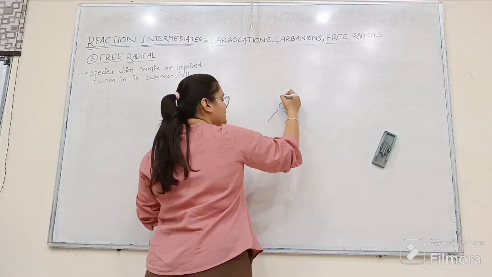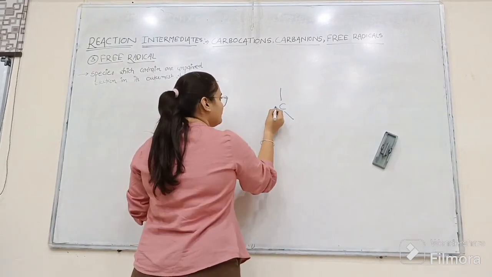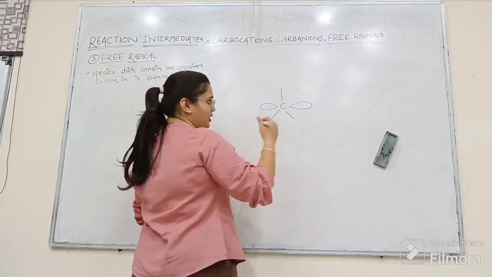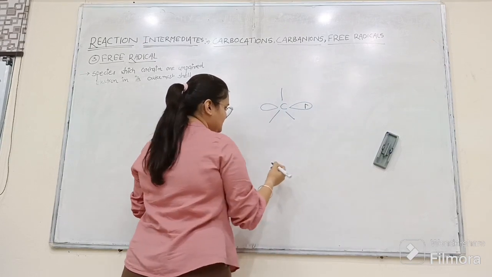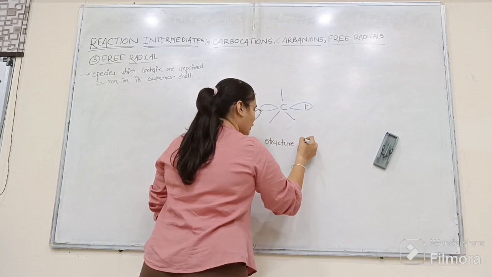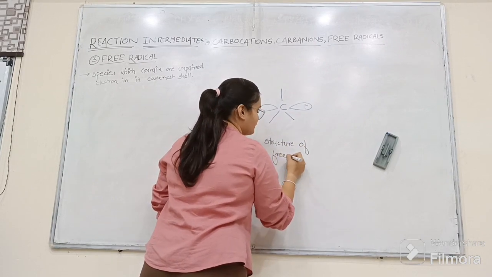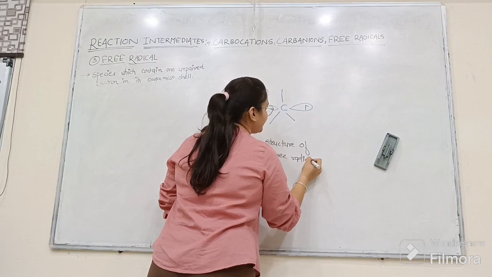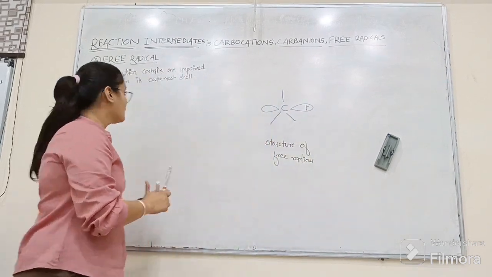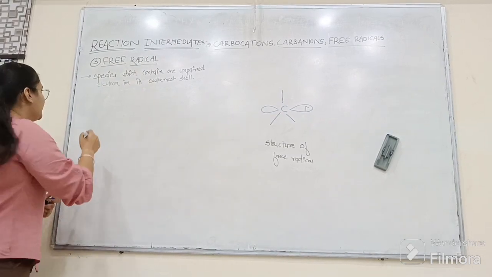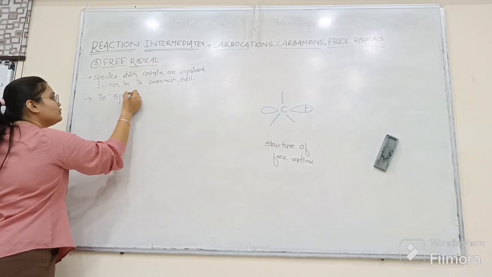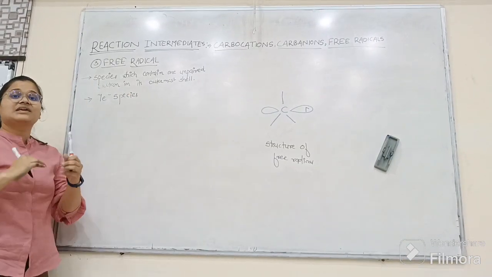Here carbon is forming 3 sigma bonds, and there we have one p orbital, and this p orbital consists of one unpaired electron here. So this is the structure of free radical. My free radical consists of one unpaired electron in the outermost shell of p orbital. So I can say free radical is a 7 electron species, that is, the outermost shell consists of 7 electrons.